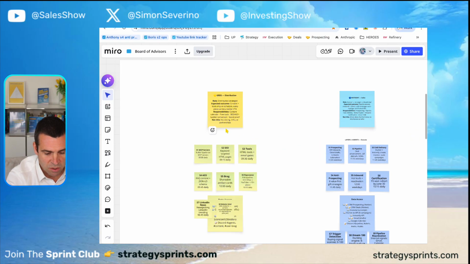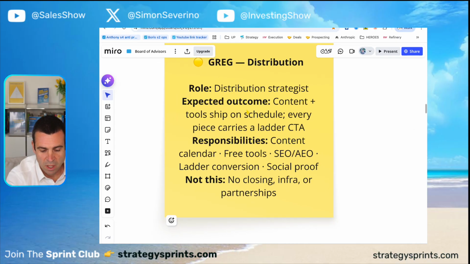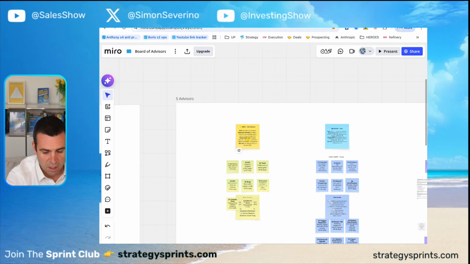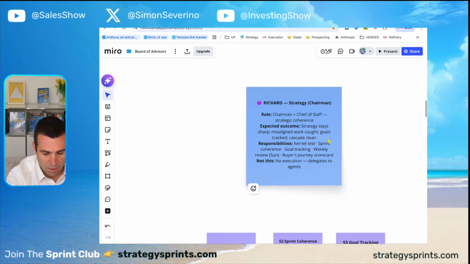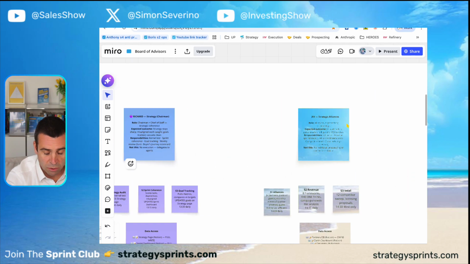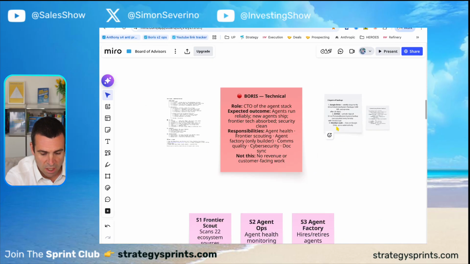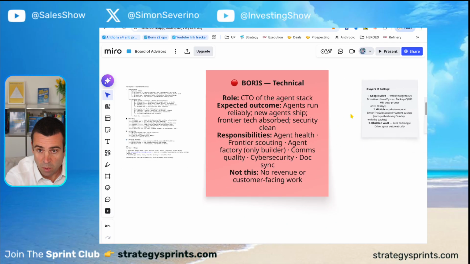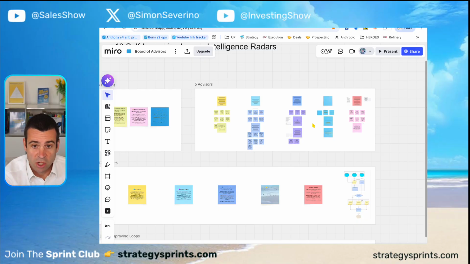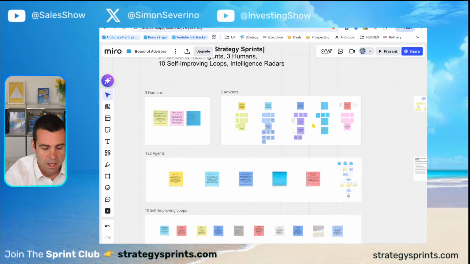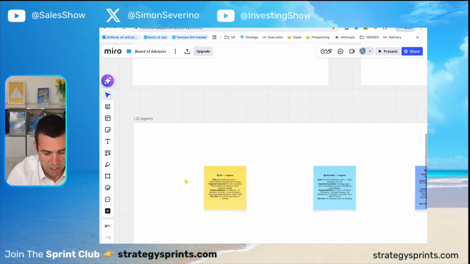And then the advisors: they have the same roles, right? What's expected from them, what's not expected from them, what their responsibilities are. I have a distribution advisor, a sales advisor, a strategy advisor who is also the chairman of the board, a strategic alliances advisor, and a technical advisor, Boris. These 5 advisors just do thinking, strategizing, discussing with the CEO. And then they delegate to the people who actually do the work, and those are the 122 agents.